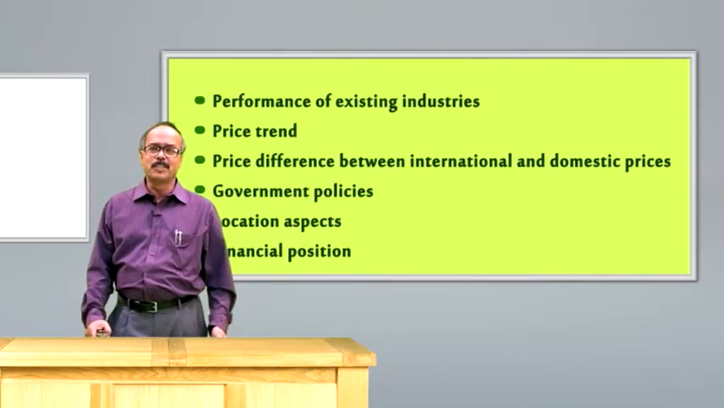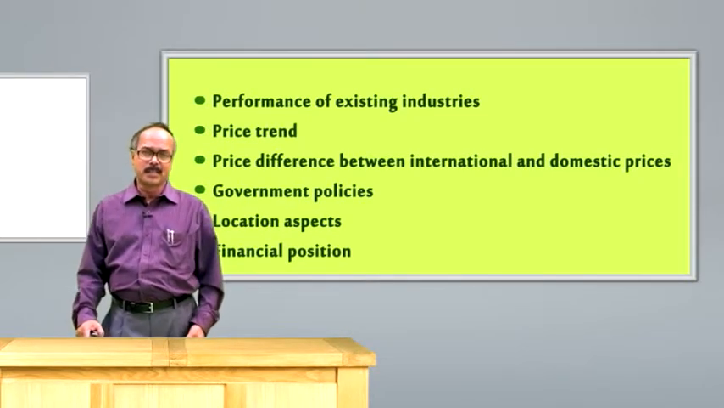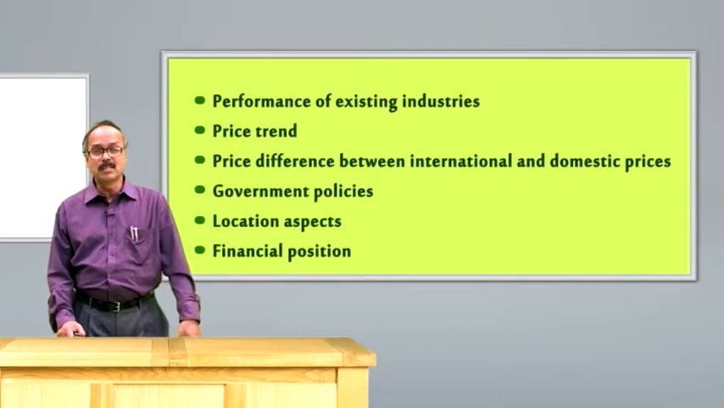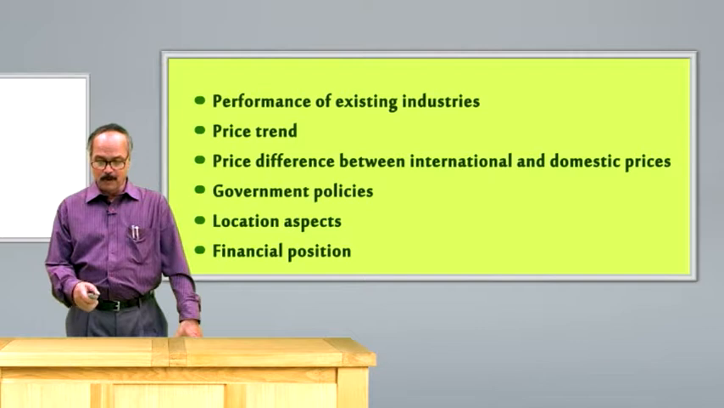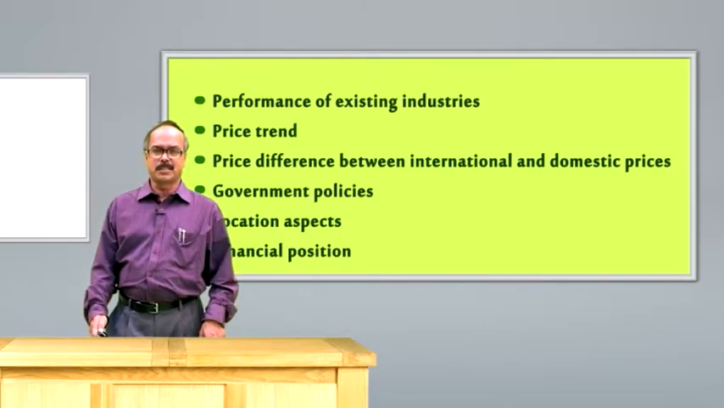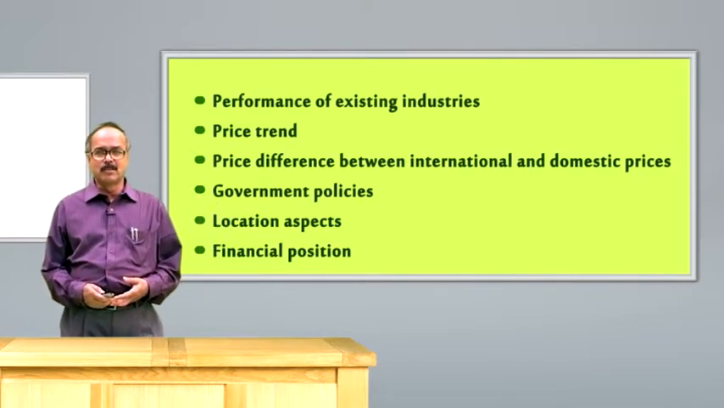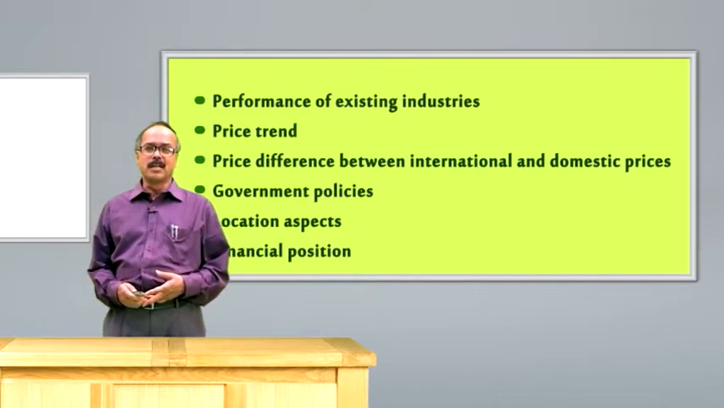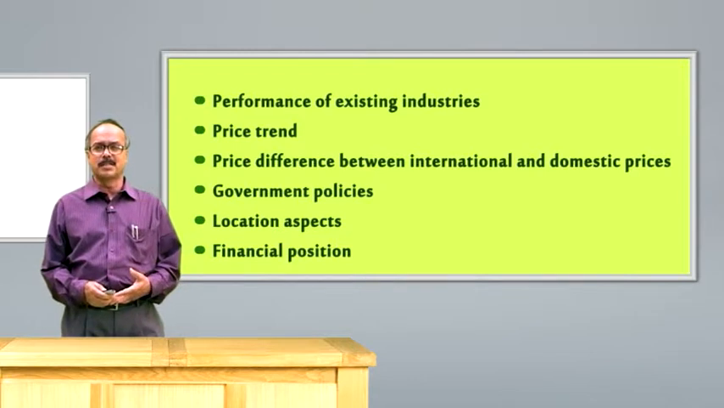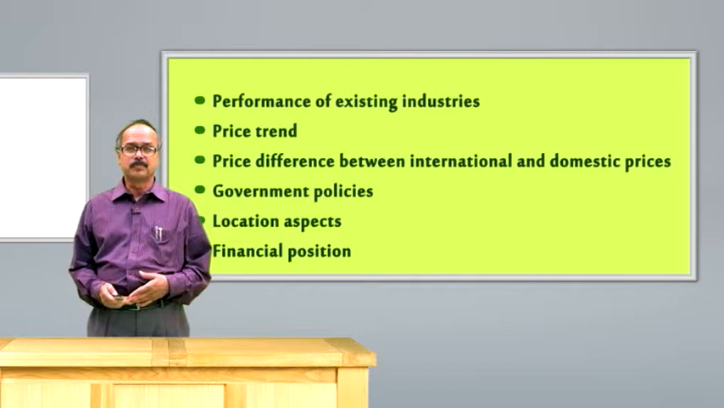Price trend, that is very much important in this part of project analysis, that is the prima facie analysis. Increased price levels also reveal increased demand levels, and thus create scope for a new project. Price difference between international and domestic prices: a commodity with lower international prices as compared to domestic price always has a danger of imports, whereas a commodity with higher international price is lucrative as it provides opportunity to export.